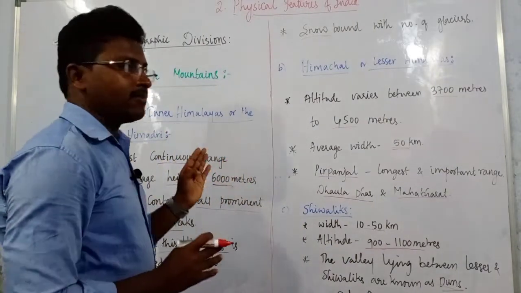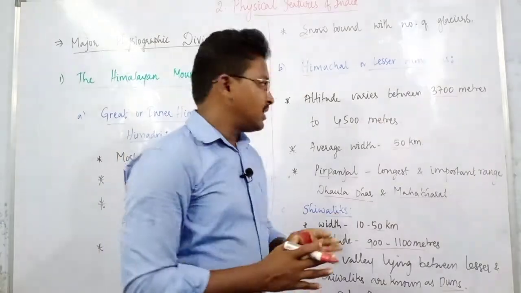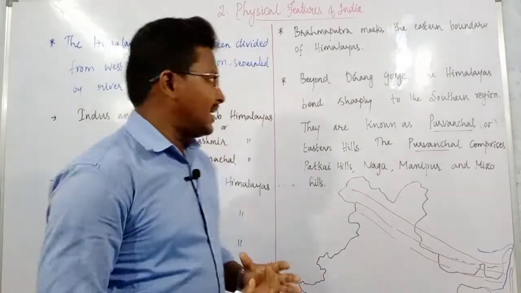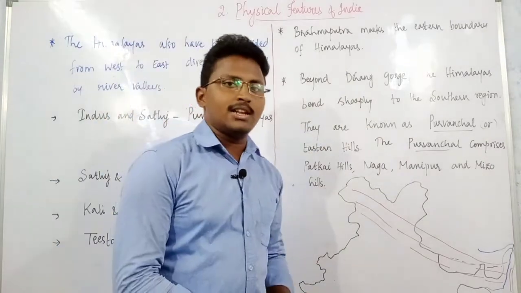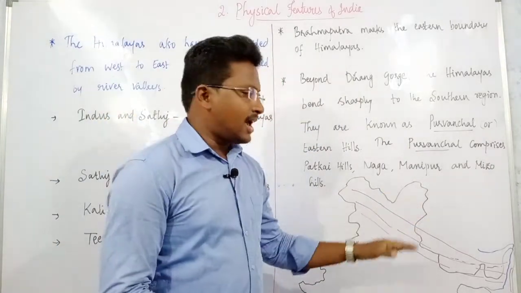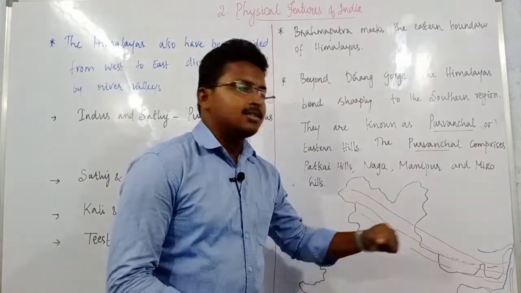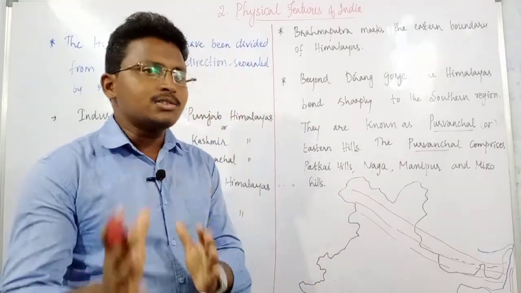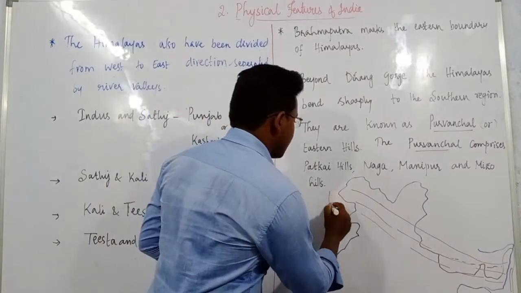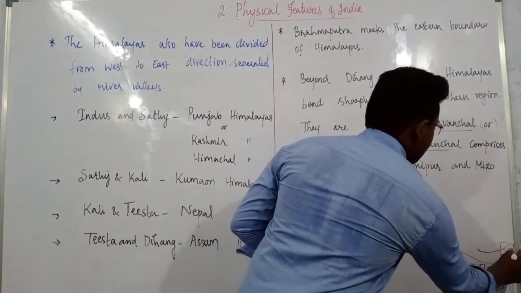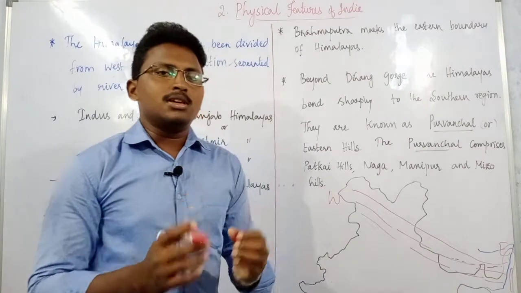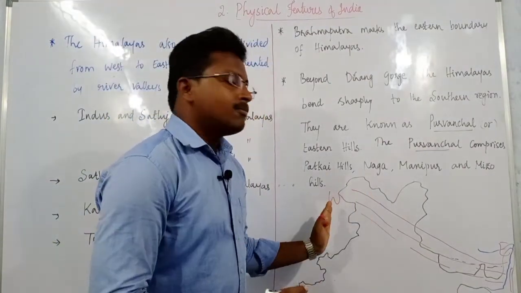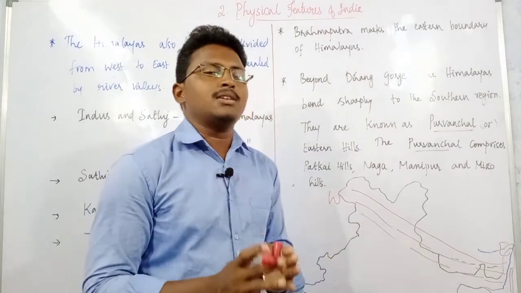Again, Great Himalayas, Himachal Himalayas as well as Shivaliks. Now we have discussed how the Himalayas have been divided horizontally, such as Great Himalayas, Lesser Himalayas as well as Shivaliks. But apart from that, the Himalayas are also divided from west to eastern direction, based on rivers. So let us see how they are divided vertically based on these rivers.